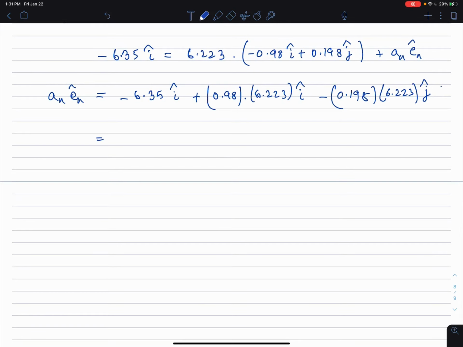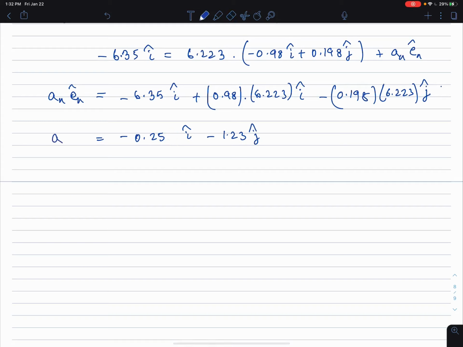We can try to simplify this a little bit. I'm using MATLAB on the side to do these calculations. 0.98 times 6.223 minus 0.198 times 6.223, and I'm getting something like minus 0.2515. I guess you can remove a couple of digits there, but whatever. And then minus 1.23j.